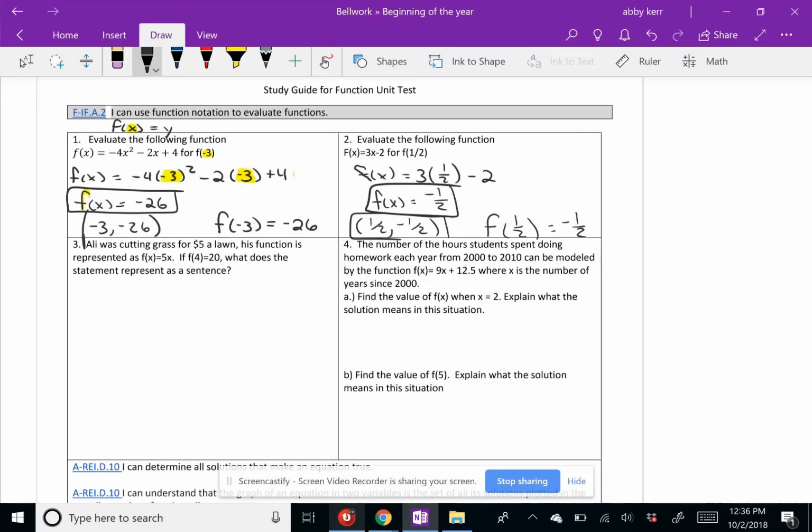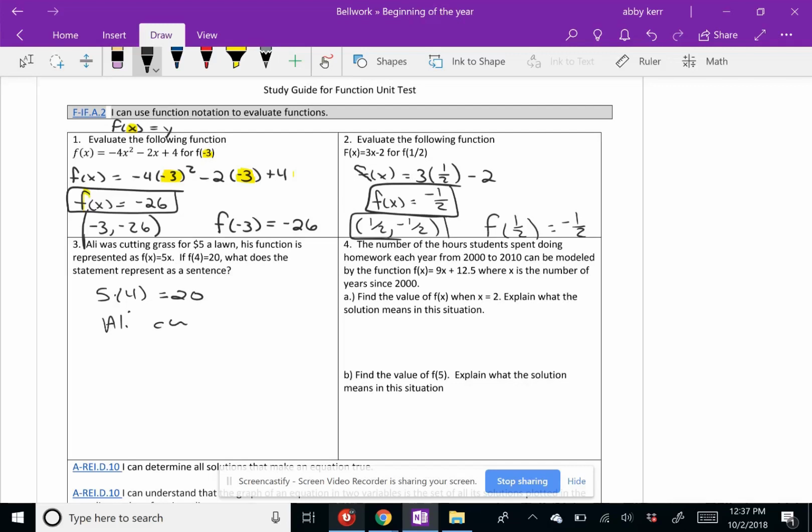For number 3, a lot of you just try to solve it. I was just asking what f of 4 equals 20 represented. So if you put in 4 into the equation, you're going to get 20. But when Ali's cutting his grass, he's not going to say what 4 is the x and 20 is the y. He's going to say, I cut 4 lawns and got $20.